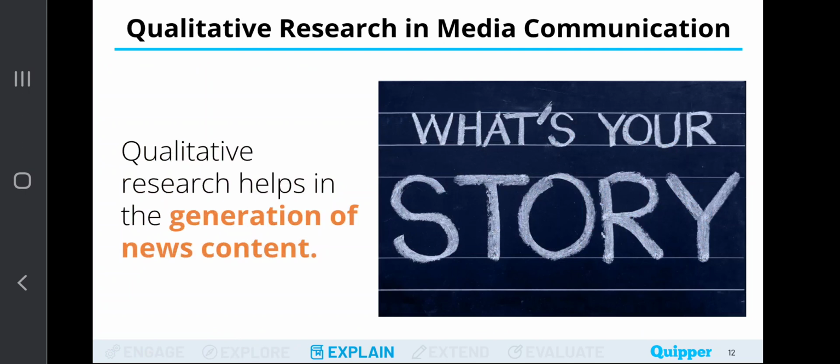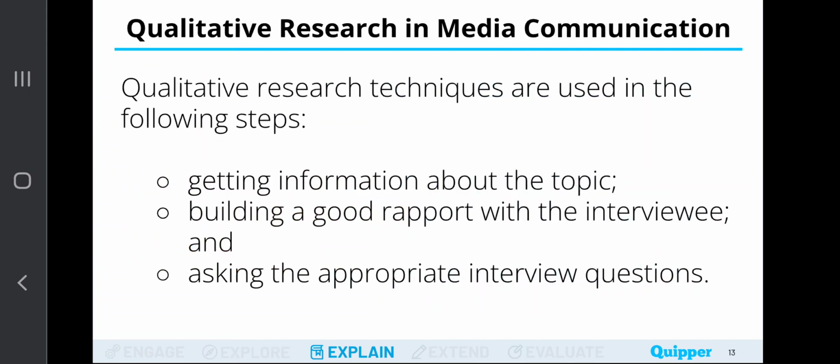And what research method is used? It is usually qualitative research. Qualitative research techniques are used in the following steps: getting information about the topic, building a good rapport with the interviewee, and asking the appropriate interview questions. So if we try to analyze media study or media communication, there is always the interviewer and the interviewee. Meaning to say, there is the one who gathers the news, and there is the source of the news.